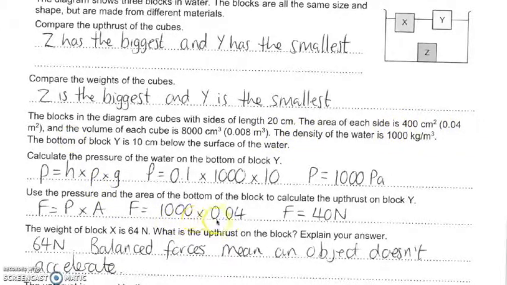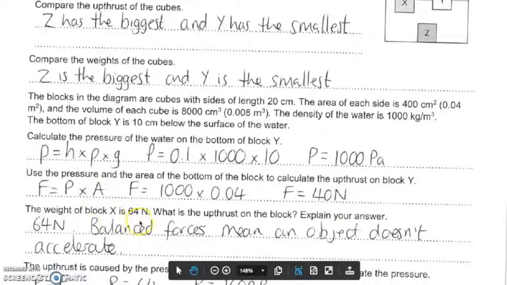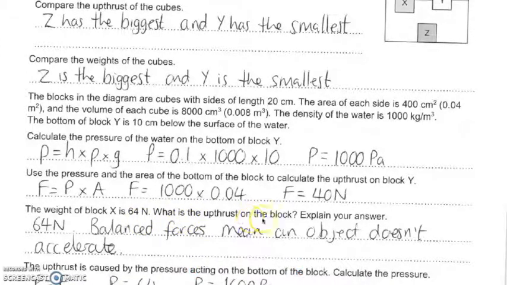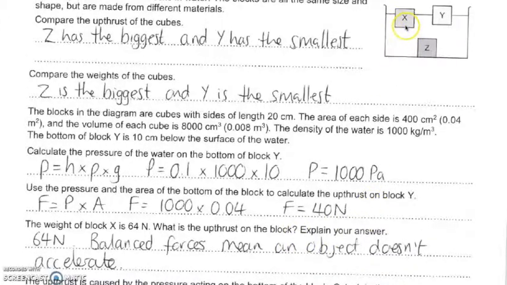So that's 1000 times 0.04, that gives us 40 newtons. Okay, so that is the force, that's the upthrust on block Y. Then the weight of block X is 64 newtons. What is the upthrust on the block? Explain your answer. Okay, so that tells us that the weight of block X is 64 newtons.